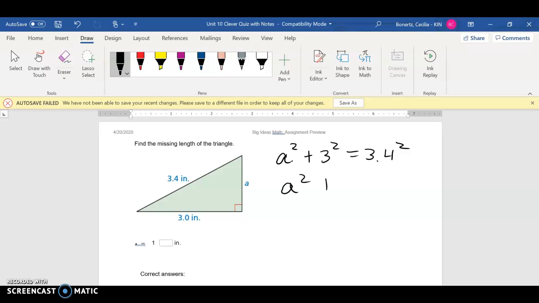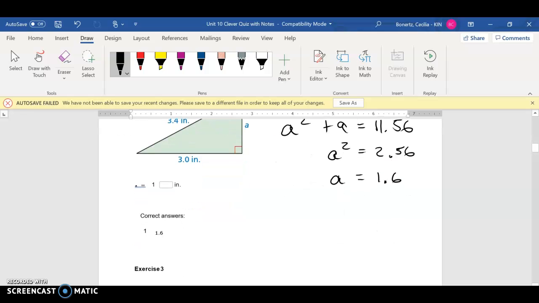So a squared plus 9 equals 11.56. And subtract 9 from both sides, so a squared equals 2.56. And I'm going to use a calculator to find the square root of 2.56, and it is 1.6, which I probably could have recognized. The square root of 256 was 16, and then I've just got a decimal difference there, but using a calculator is fine as well. So a equals 1.6.